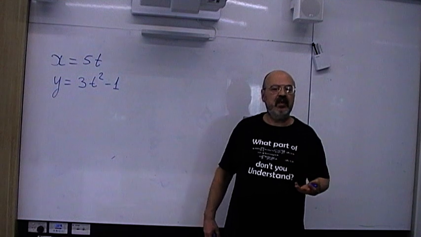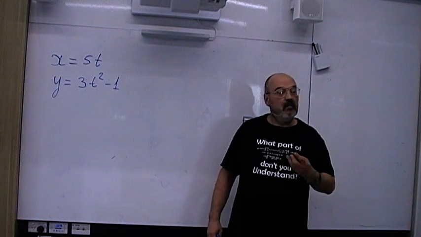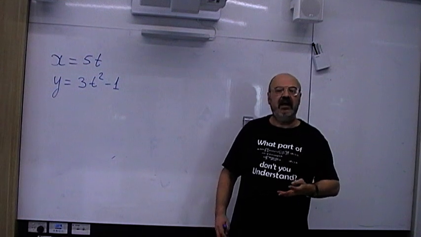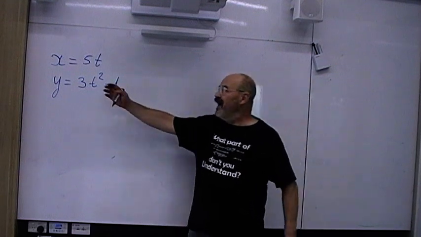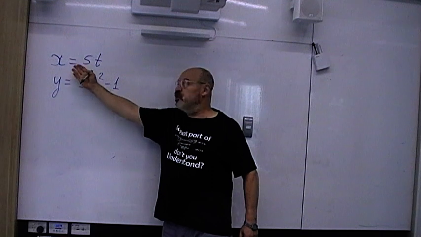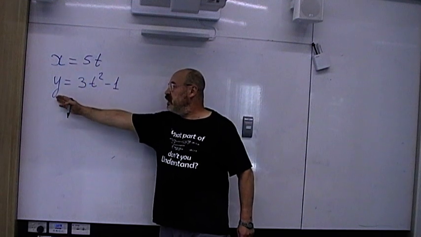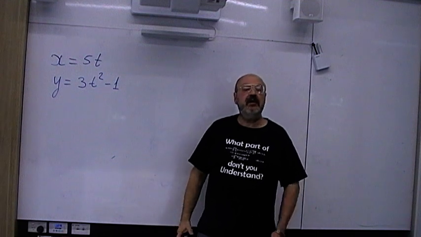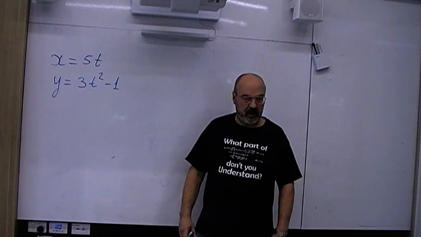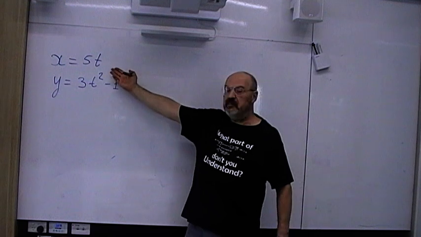It often happens when we're looking at motion, in this case two-dimensional motion, and we know how the x coordinate changes over time and how the y coordinate changes over time. But we need to find the Cartesian equation of the path. In this case, it's pretty simple.